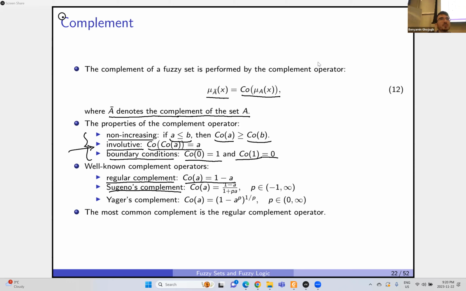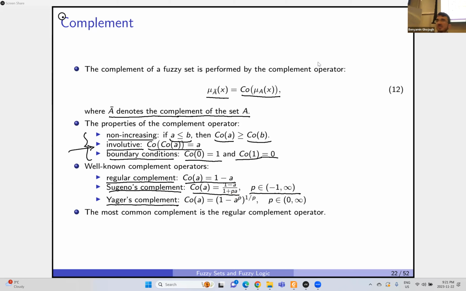Sugeno's complement. Sugeno was one of the most famous scientists in fuzzy logic. He proposed 1 minus A over 1 plus PA, where P is between -1 and infinity. So 1 minus A is between 0 and 1, A is between 0 and 1, so PA becomes between something. I think the whole fraction becomes between 0 and 1. Okay, you need to calculate it. There is no time for me to calculate.